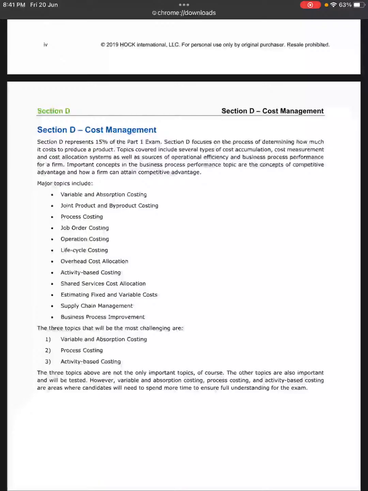Suppose we produce 10 units of the same product, right? And if we produce 10 units of different products belonging to different departments, in this case, how can we allocate that cost to the departments, right?